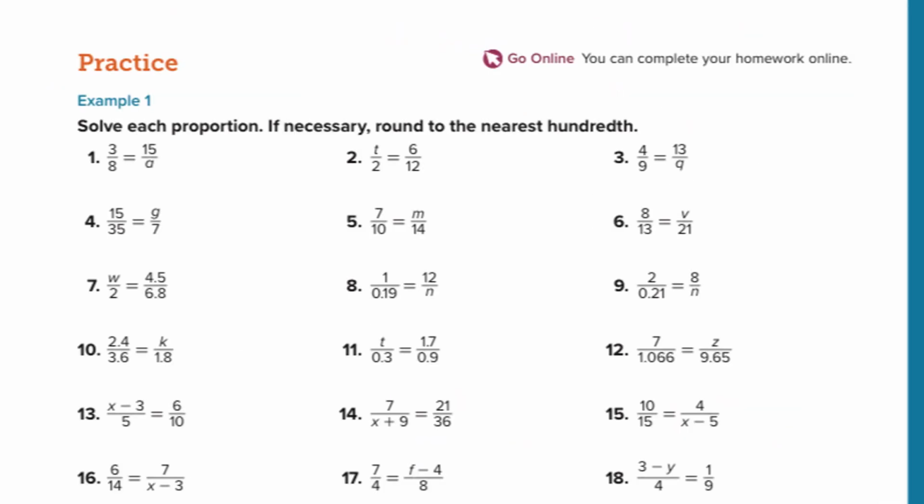Let's solve these questions on proportion. So whenever you see a fraction 3 divided by 8 equal to 15 divided by 8, like this, fraction or division on both sides, you always do cross multiplication. So this is the method that is going to really help you for solving the proportion. And if necessary, you can round it off to the nearest 100. 100 means 2 decimal places. So this is 3a equal to 15 multiplied with 8.